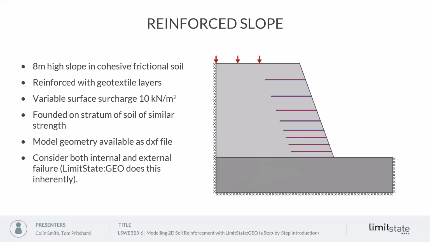We're going to model a reinforced slope, an 8-meter high slope in a cohesive frictional soil, reinforced with geotextile layers, as you can see on the right of the model. There's a variable surface surcharge of 10 kPa. It's founded on a stratum of soil of similar strength, slightly stronger, and we will have the model geometry available as a DXF file. We obviously want to analyze this so we capture both internal and external failure, all the aspects of a reinforced soil problem, and LimitState GEO does this inherently. We don't need any extra specifications to get it to do that.